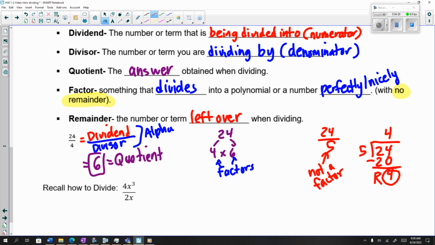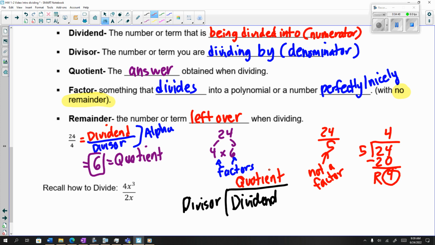Okay, so those are things that we're going to talk about this year. Again, another way to look at it is: dividend is what you are dividing into. Divisor is what you're dividing by. And quotient is the answer that you're going to obtain.